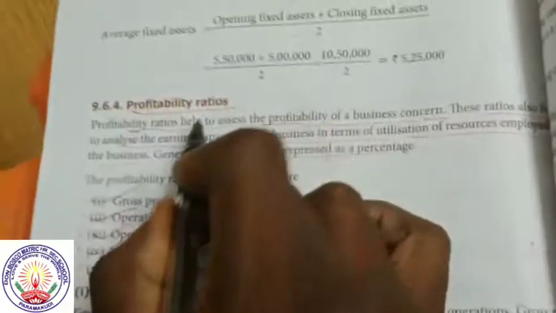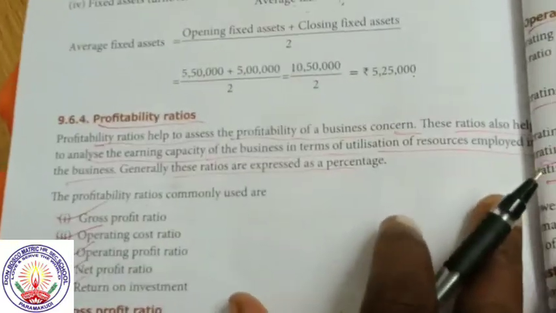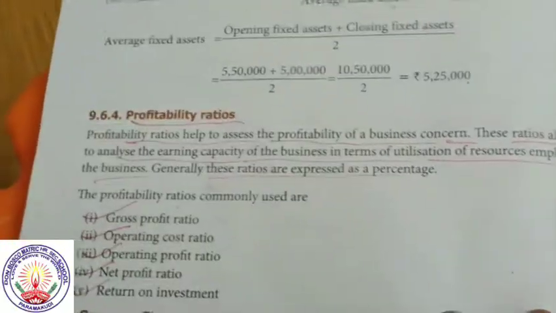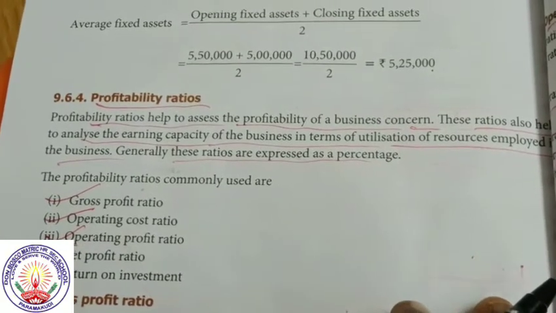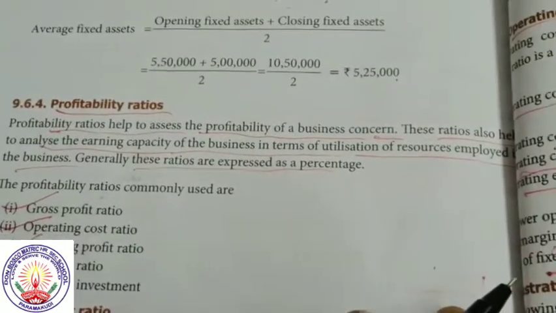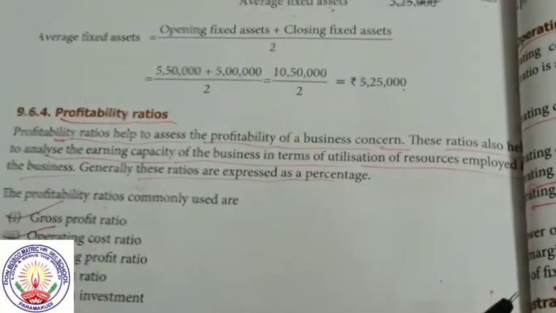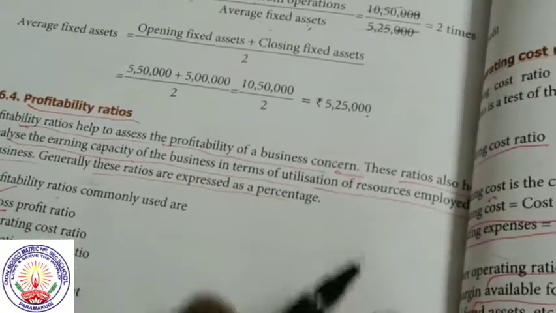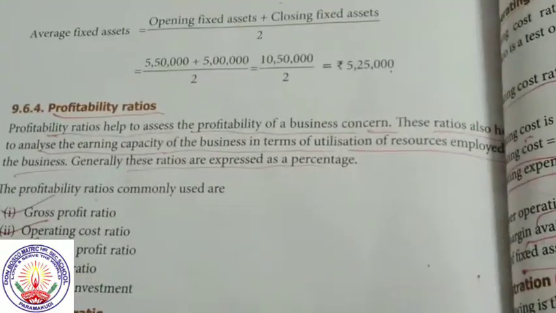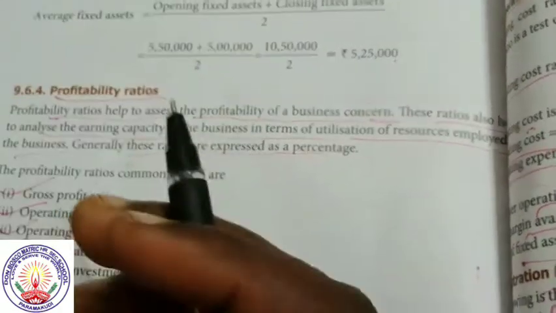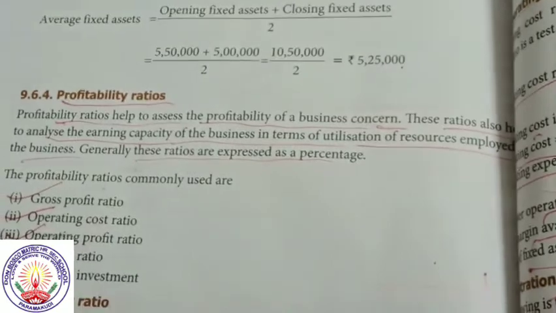Next, getting profitability ratio, page number 310. Next new concept: the profitability ratio is a help to analyze the profitability of the business. It helps to analyze the earning capacity of the business, how many rupees it earns this year from the resources utilized.